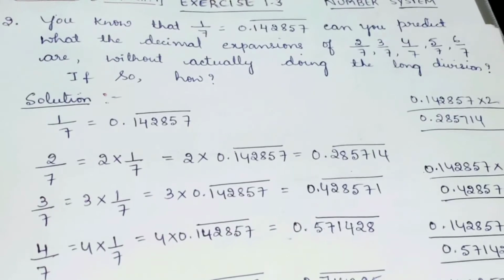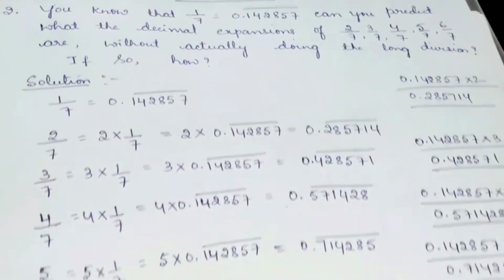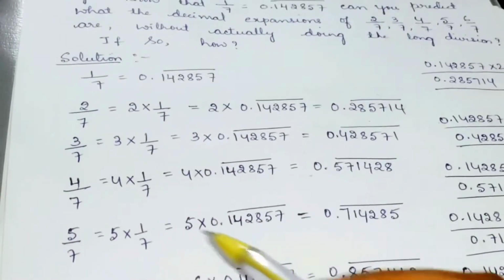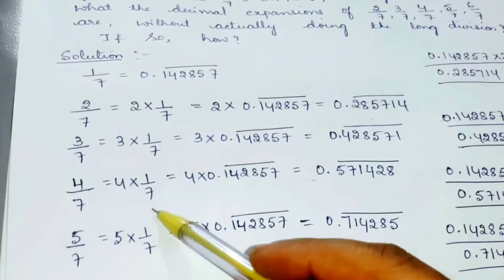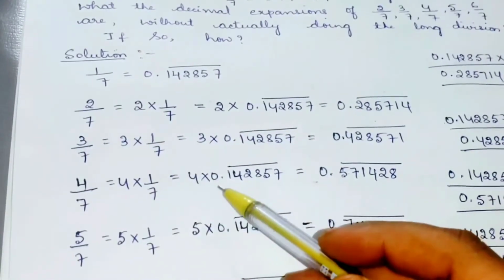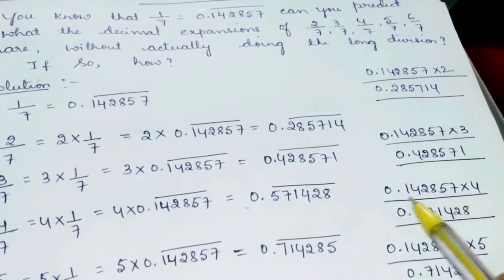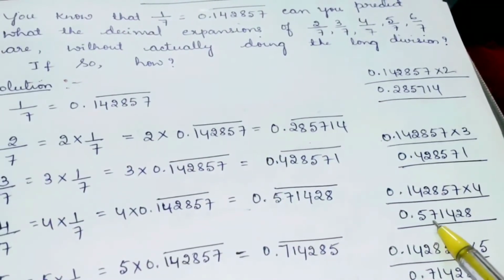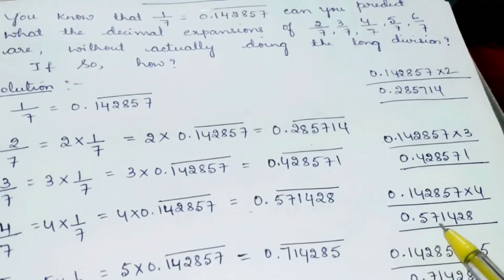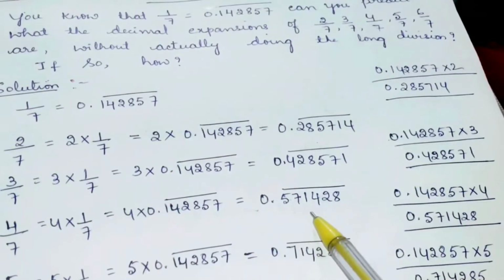Similarly, you have to do the same procedure to find out 4 by 7, 5 by 7 and 6 by 7. Now 4 by 7 can be written as 4 into 1 by 7. Write 4 as it is. Instead of 1 by 7, write the value and multiply it. Here I have done the multiplication, and when you multiply, you get the answer 0.571428. This is the answer I have written.